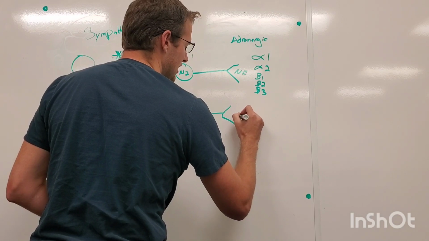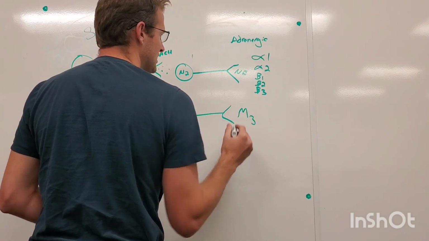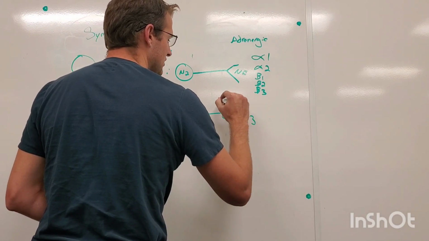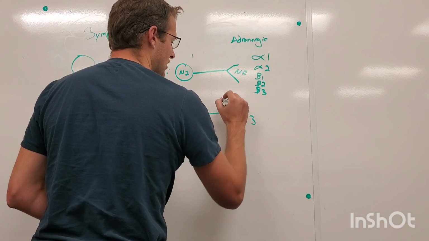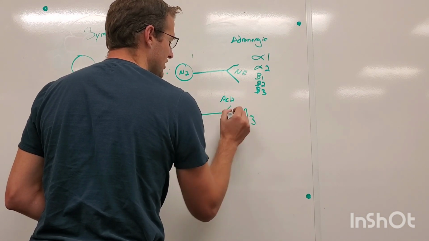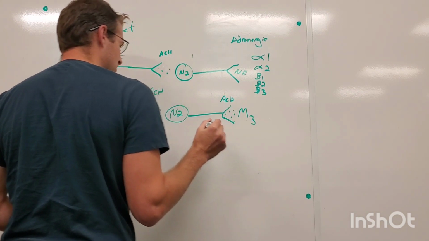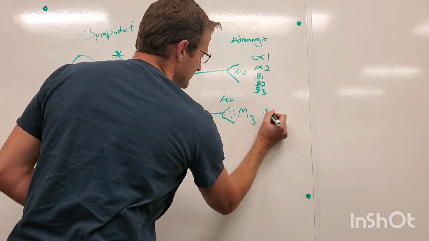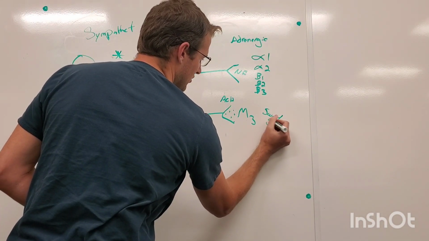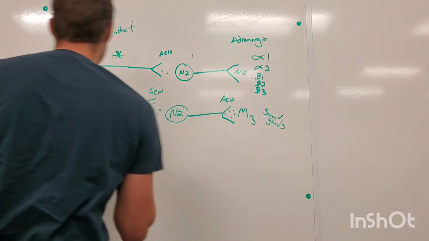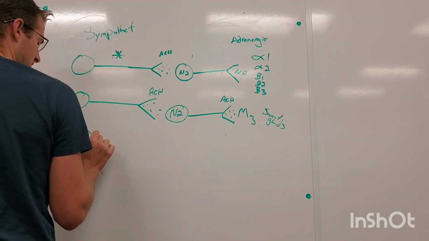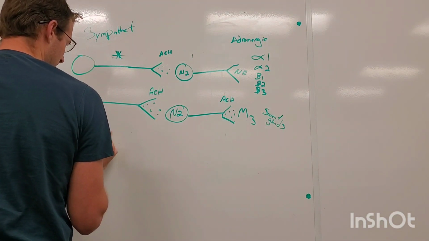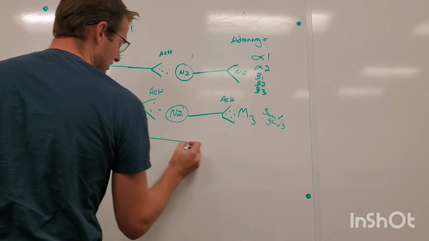These are going to be an M3 receptor. M stands for muscarinic. It's going to be acetylcholine, again, the neurotransmitter, muscarinic receptor. That's going to be for sweat glands. The last one of the sympathetic chain is also kind of a rare, I guess there's really only one pathway for it. It's going to go all the way.